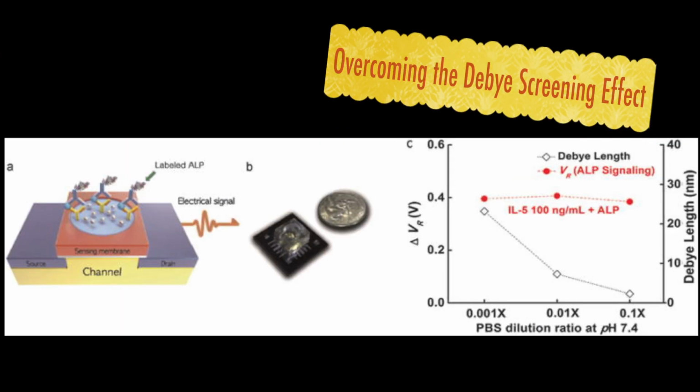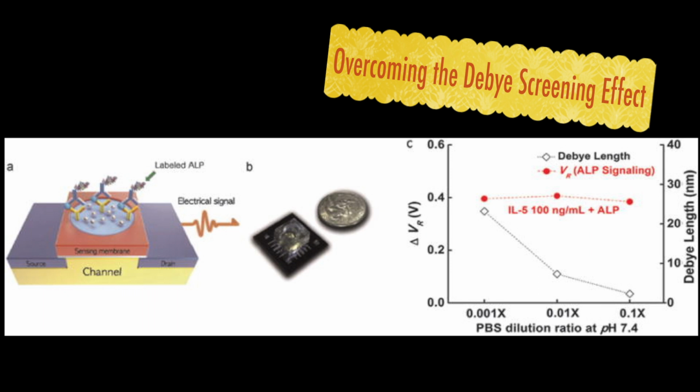So here shows the schematic and the real images of the electrical immunosensors for point-of-care devices in figure A and B. So the ELISA employing ALP labels is combined with ISFET platform in order to impose electrical signal with a high sensitivity. In figure C, it shows the electrical signal variation of 100 nanograms per milliliter IL5 enhanced by ALP label and a Debye screening lens in different PBS concentrations.